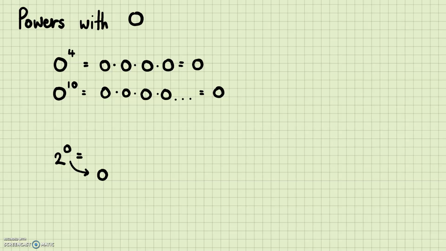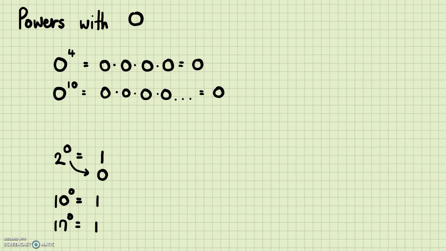And when 2 is being raised to a power of 0, this actually equals 1. And this is true for any other number. So any number, whether it be 10, whether it be 17, any number when it's raised to the power of 0, they always equal 1, not 0. Okay, and I think there are lots of different explanations for this.